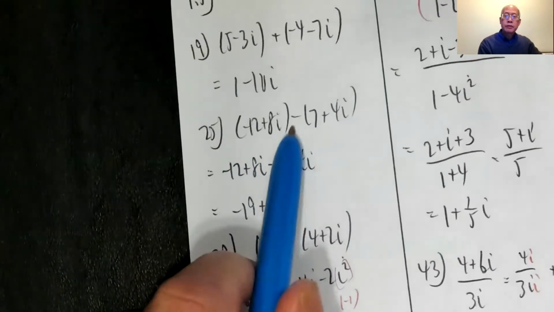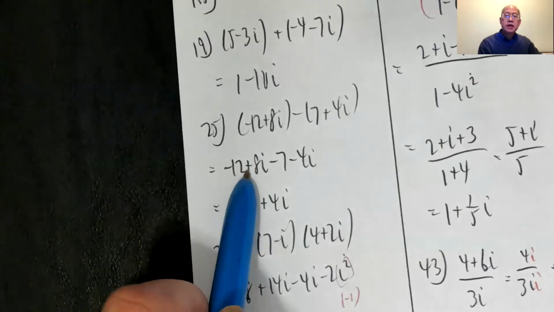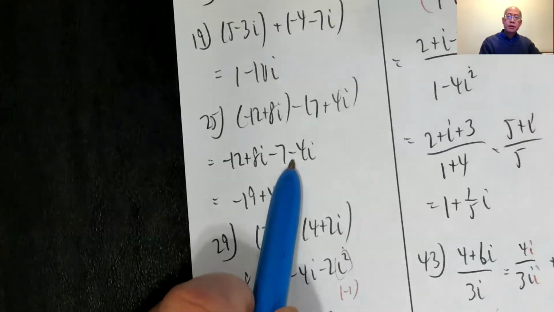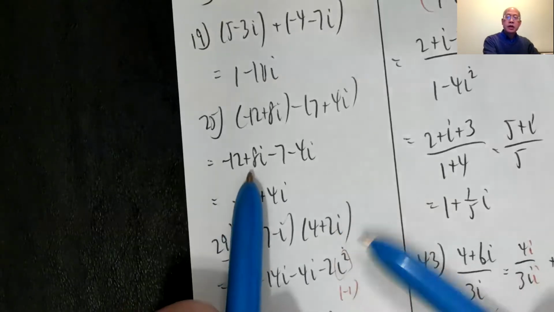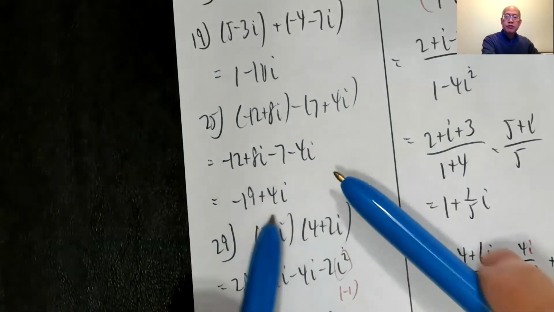25, before you start distribute the negative, so -12 plus 8i minus 7 minus 4i. Then just combine the number with the number. -12 and a -7 make -19. And combine the i with i. 8i minus 4i is 4i.